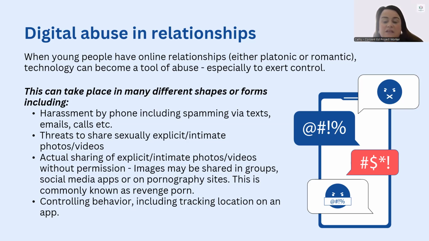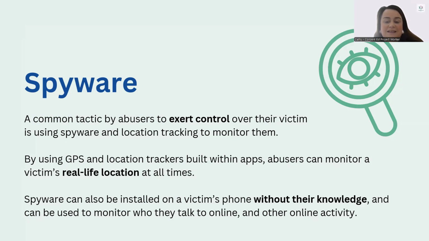Actual sharing of intimate images, photos, or videos without permission. Images may be shared in groups, social media apps, or on pornography sites. This is commonly known as revenge porn. It could be controlling behaviors such as tracking and using your location. A common tactic by abusers to exert control over their victim is to use spyware and location tracking to monitor them. This can be done by using GPS and location trackers built into apps, so abusers can monitor your location in real time and know where you are.